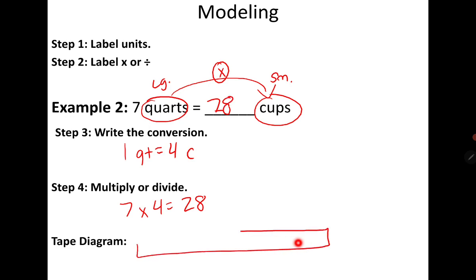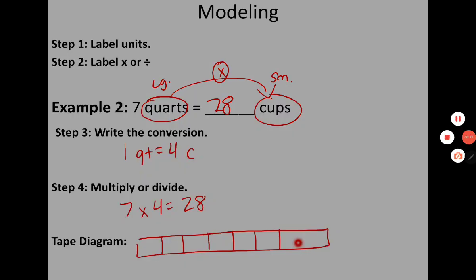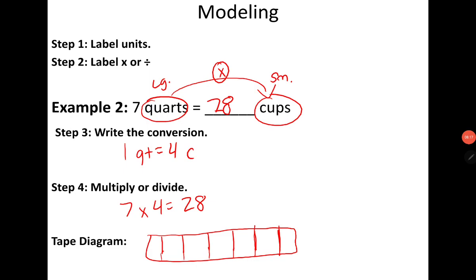So for our tape diagram, 7 boxes. So each box stands for 1 quart. So inside each quart is 4 cups. So 7 times 4 will give us those 28 cups.